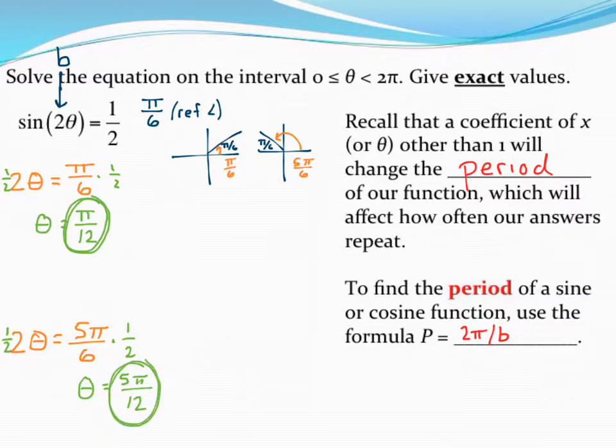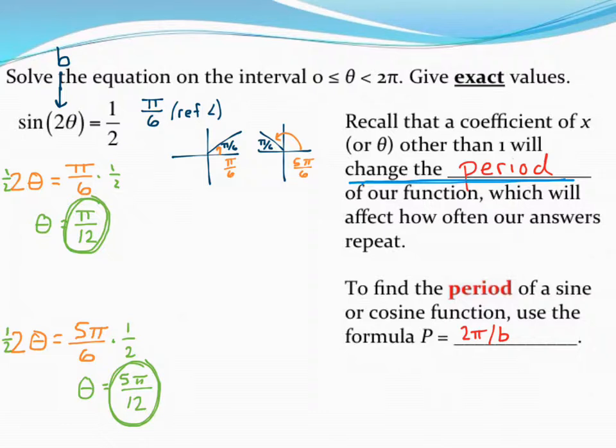But the thing that's going to make these problems have many, many more solutions, or at least a few more solutions, is the fact that I've changed the period of this graph, or this function. Remember that when you change the b value, you change the period, which affects how often the graph repeats, and specifically how often our answers repeat.